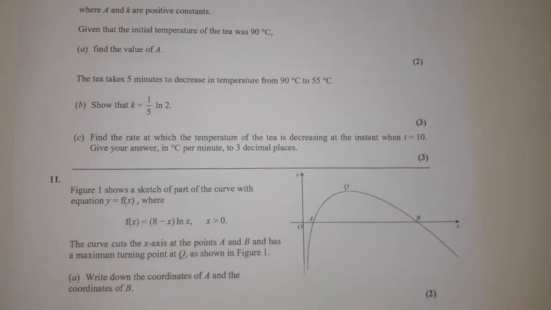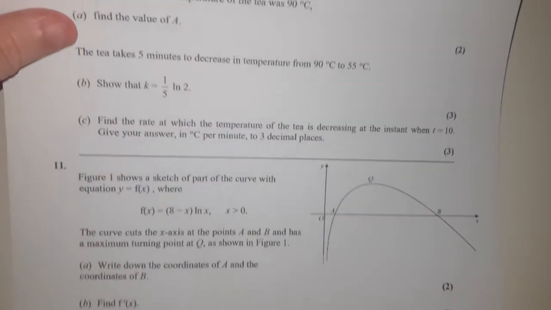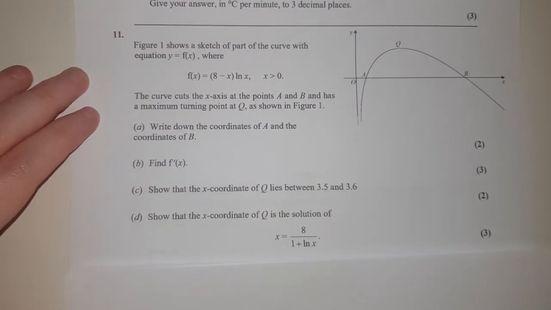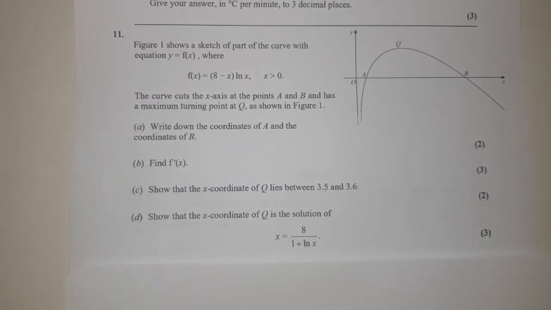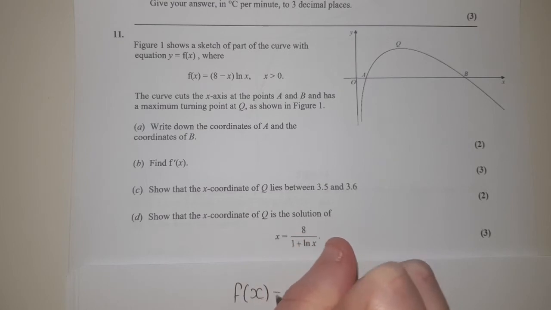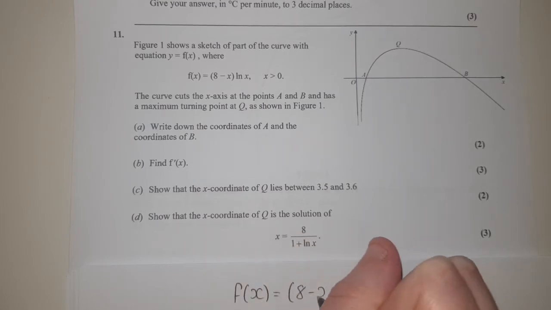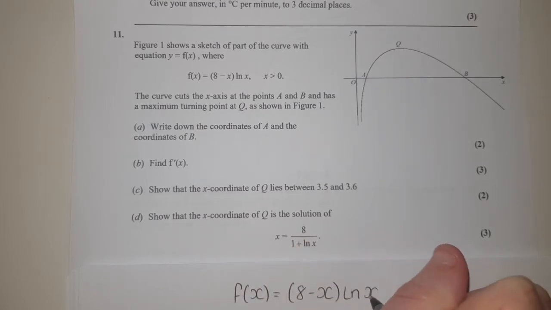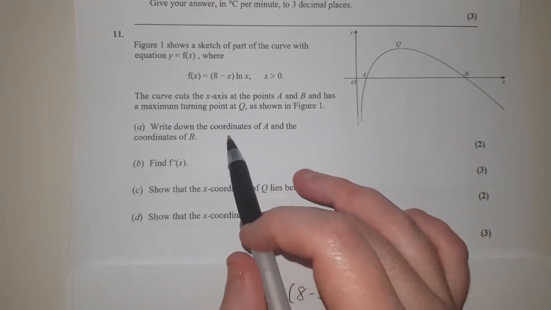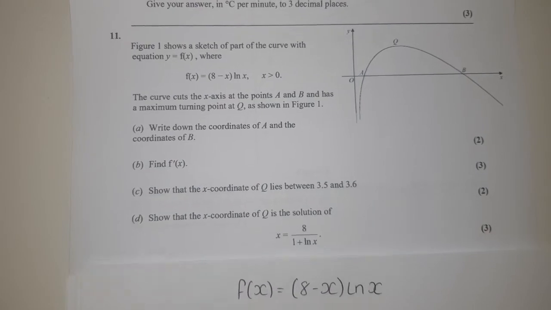Right, question 11 is another slightly awkward looking one, but is not as bad as you think. So question 11, we've got the function f of x is equal to 8 minus x ln x. It's cutting the x-axis at points A and B, and the first thing they want us to do is write down the coordinates of A and B.